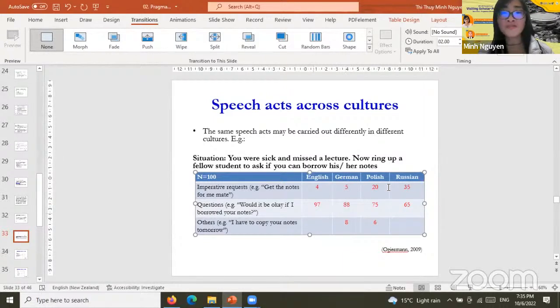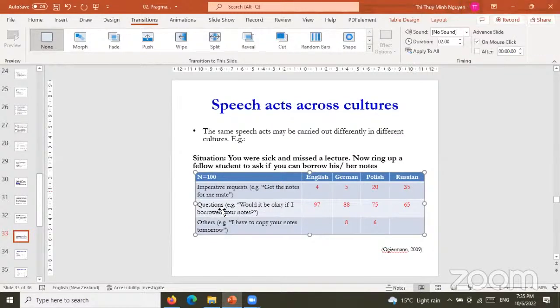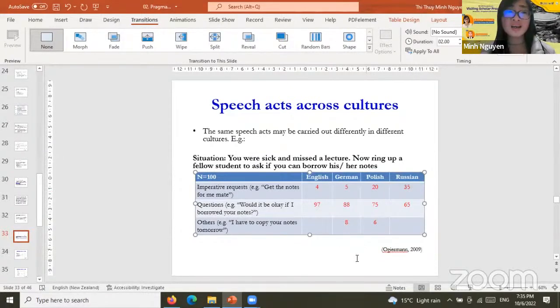For Polish, the ratio between questions and imperatives becomes smaller, 20% versus 75%. And when it comes to Russian, 65% are question forms and 35% are imperative requests. So what we can tell from these findings is that different languages prefer different realization strategies when it comes to performing the act of request.